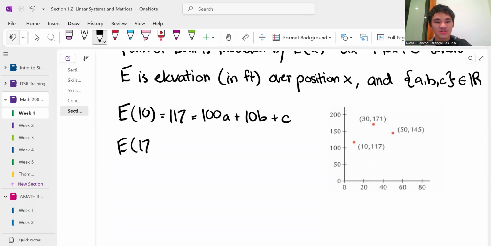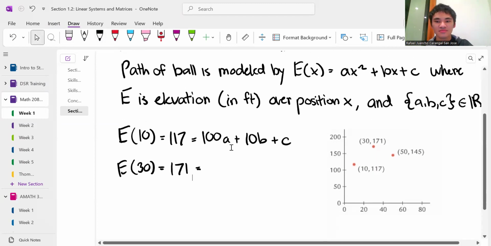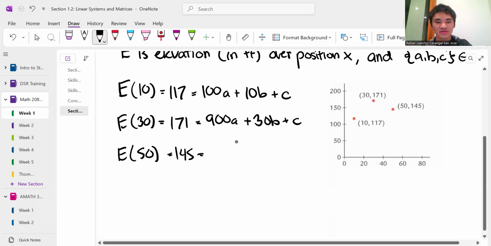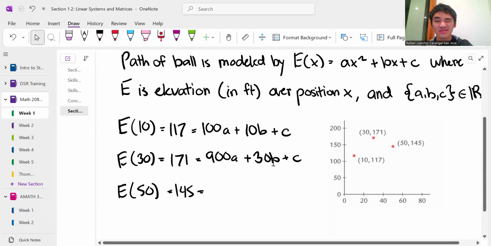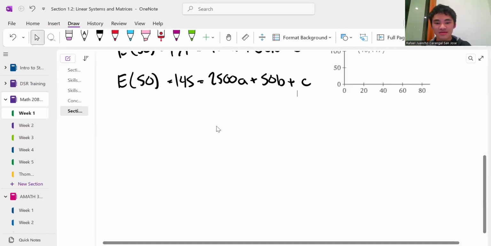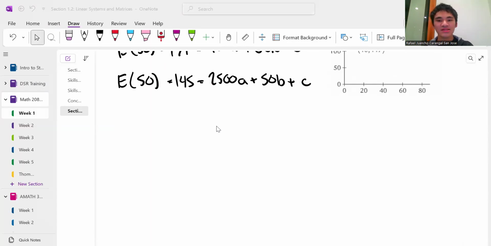So another point could be 30, which is 171. Then we write that out. So 30 squared is, I think, 900a plus 30b plus c. And then we have another data point here. e of 50 is 145. 50 squared is, my goodness, 2500a plus 50b plus c. So here we can see that we have three linear equations, and so we actually have a linear system, right? And this system apparently is not in echelon form, so back substitution is not easy to use here.